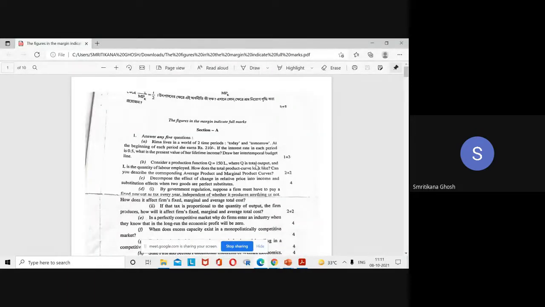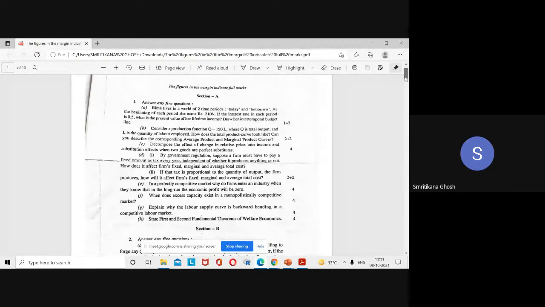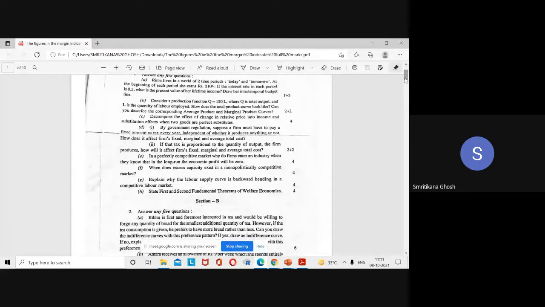Look, can you see the screen? Yes, ma'am. Okay, fine. So the first question is not from production. This is a two-period analysis, today and tomorrow. What is the present value of the lifetime income? Draw the intertemporal budget line. It is from some earlier units. The second question we discussed: decompose the effect of relative price into income and substitution effects, where two goods are perfect substitutes.